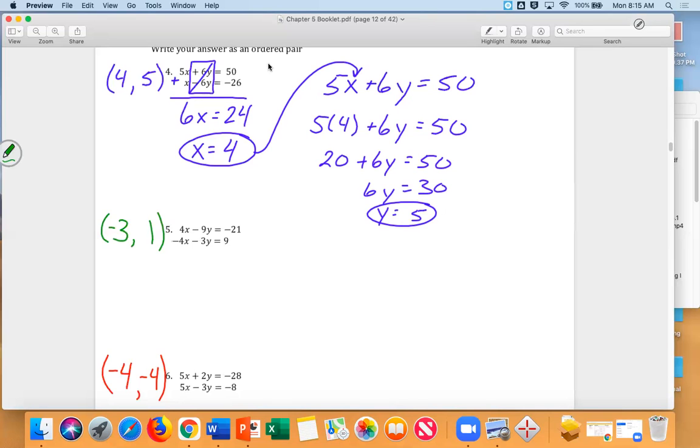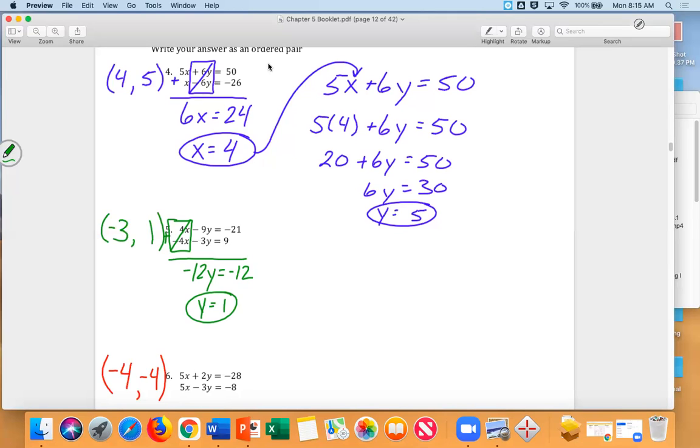Now for number 5, I notice my x's are opposite. So I'm going to add these two equations. Those cancel. Negative 9 plus negative 3 is negative 12. So I have negative 12y equals negative 21 plus 9, which is negative 12. So y equals 1.